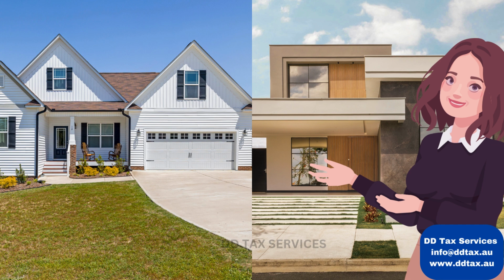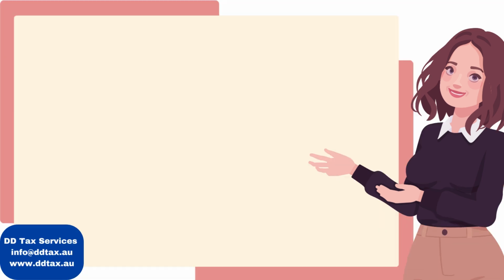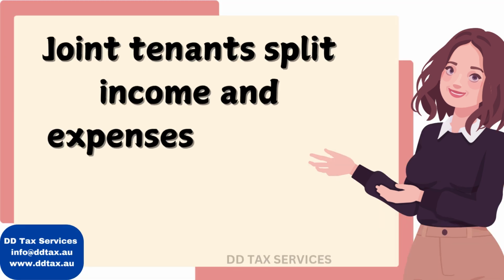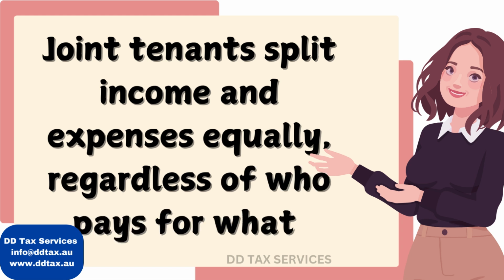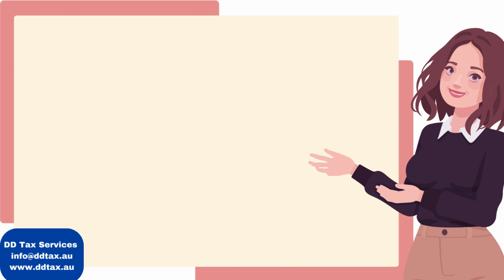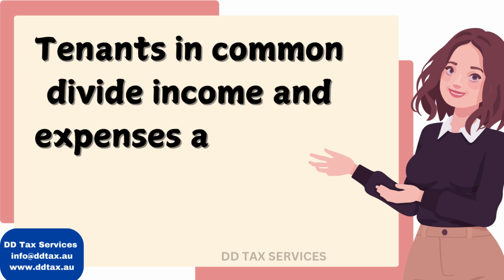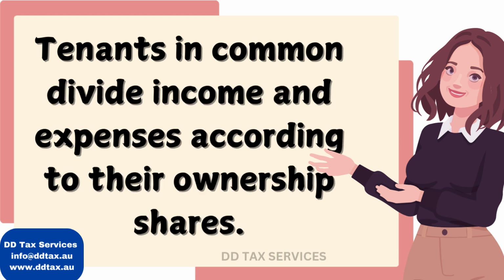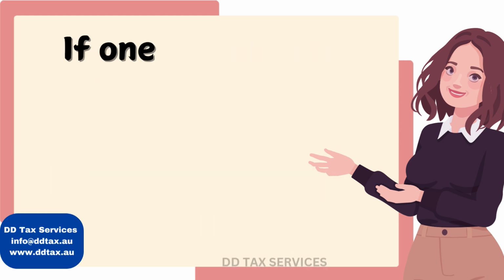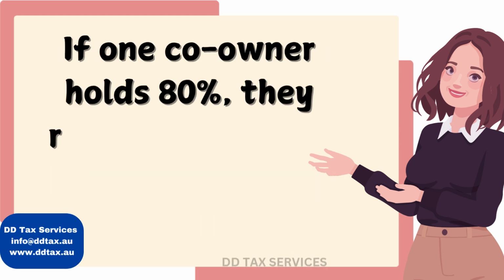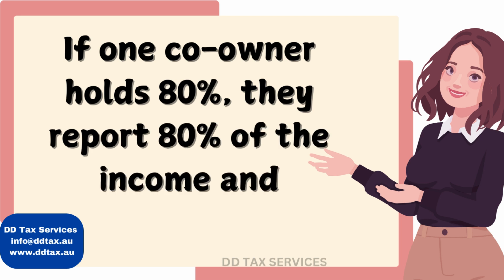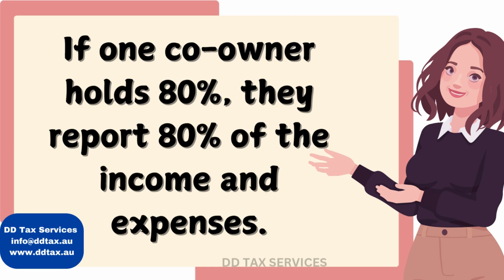Now let's talk about co-owned properties. If you co-own a rental property, how you divide income and expenses depends on your ownership structure. Joint tenants split income and expenses equally, regardless of who pays for what. Tenants in common divide income and expenses according to their ownership shares. For example, if one co-owner holds 80%, they report 80% of the income and expenses.